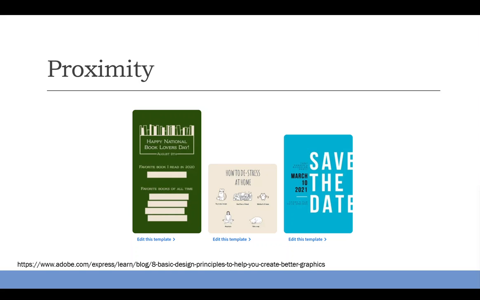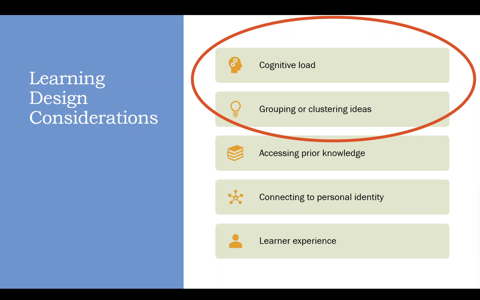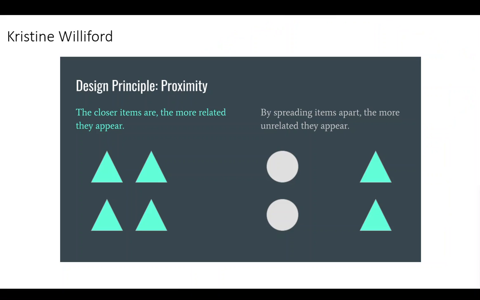So the learning principles that go along with proximity are the idea of cognitive load, which we talked about, and also this grouping and clustering ideas. If we can keep ideas together that go together, that actually can support learning. So here's an example from Christine Williford of looking at design principles of proximity. You can see here the triangles look more related. Here, the circles and the triangles, they look different because they're different shapes, but they're also separated, so we associate with them in different ways.